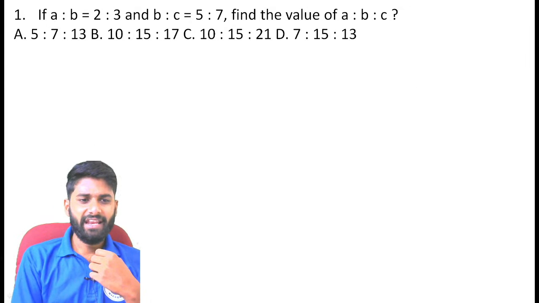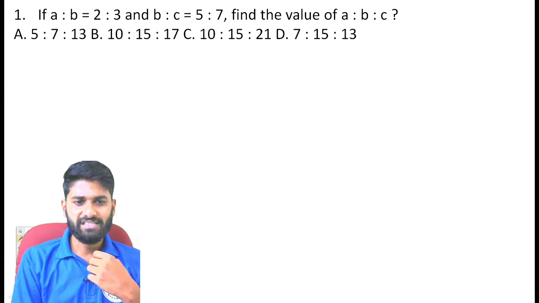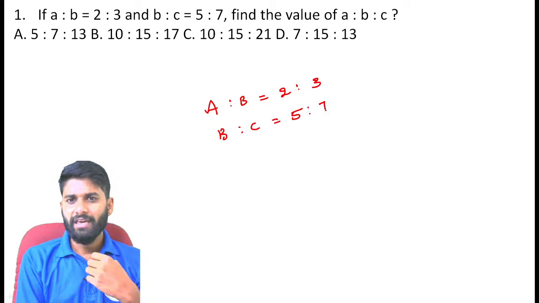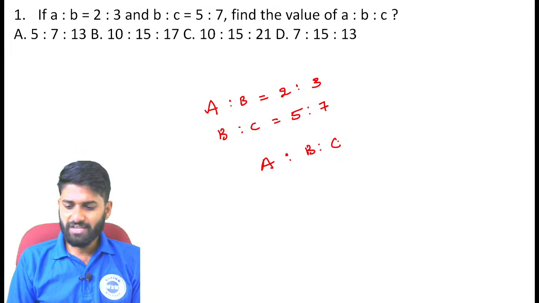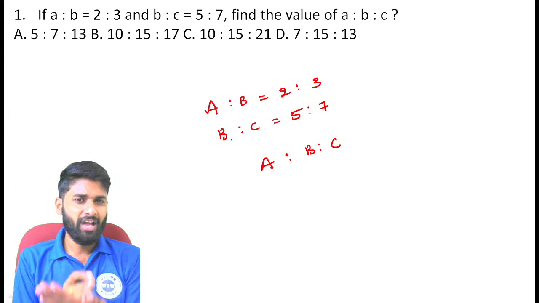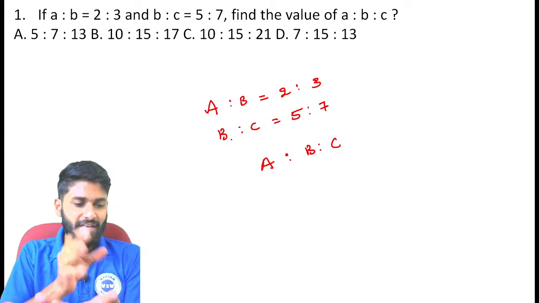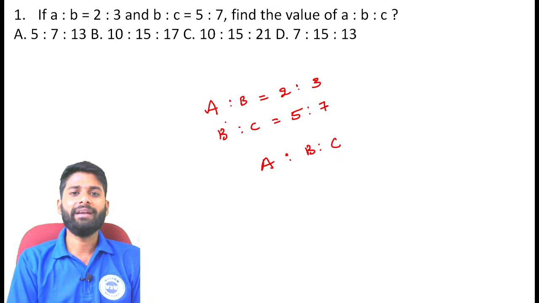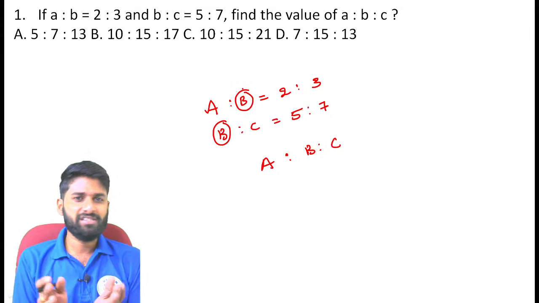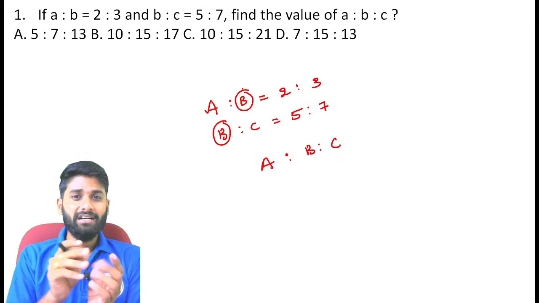Now see, guys, the ratio between two numbers. The ratio of A is to B is equal to 2 is to 3. The ratio of B is to C is equal to 5 is to 7. My question: what is the ratio of A is to B is to C? First of all, observe the ratio of A is to B and B is to C. How many alphabets are there? Individually there are four, but there is a common alphabet. In total we have three alphabets, and B is the common one.